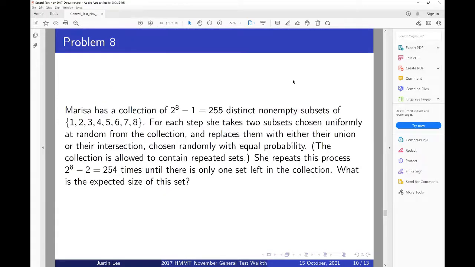Okay, if you'll humor me, I think I'd like to get through problem 8. It's, I think, one of the more instructive problems on this test. As for problem 9 and problem 10, the solutions are available.